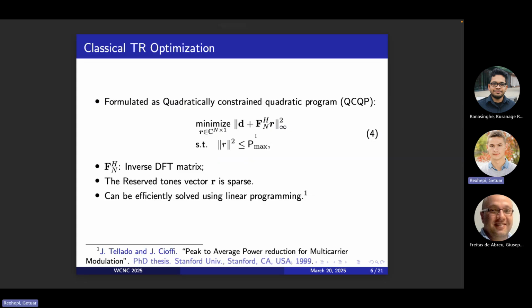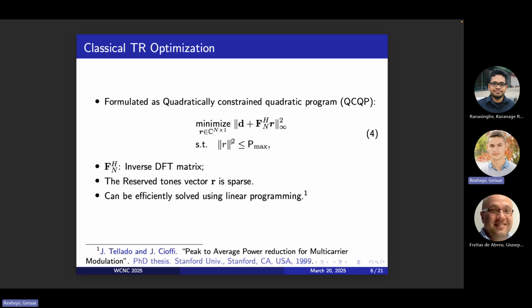Now, as I said, this work has been proposed by Trophy and his PhD student from Stanford University. They originally formulated this problem as a convex problem, known as a quadratically constrained quadratic program, or QCQP, expressed in equation 4. Here we see that you have the data symbols in time domain, and then you have the reserve tones in frequency domain transformed by the inverse Fourier matrix, constrained to some power budget.